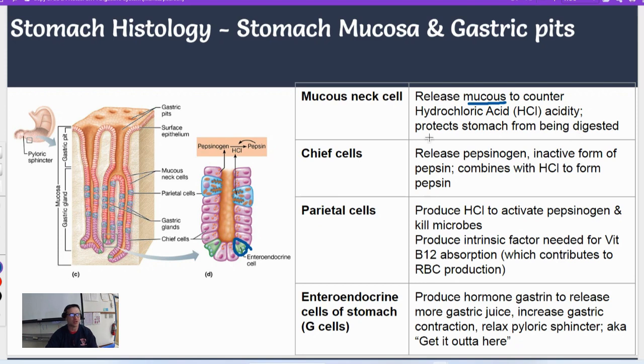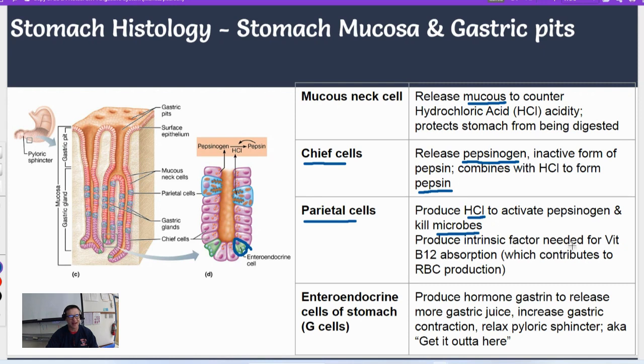That's called an ulcer. Chief cells, remember, release pepsinogen, which is an inactive enzyme. But when it mixes with hydrochloric acid, it forms the active enzyme called pepsin. Pepsin is important in protein digestion, breaking down proteins. Parietal cells produce hydrochloric acid, which activates the pepsinogen. Remember, it also denatures proteins and kills microbes. So if you eat stuff with, say, bacteria in it, the acid is going to kill most of that.